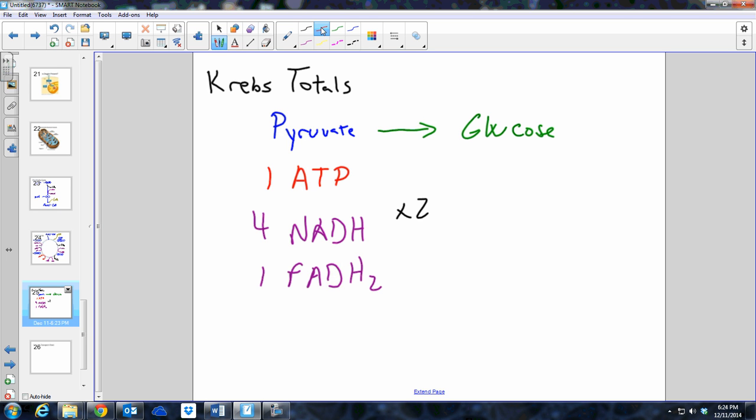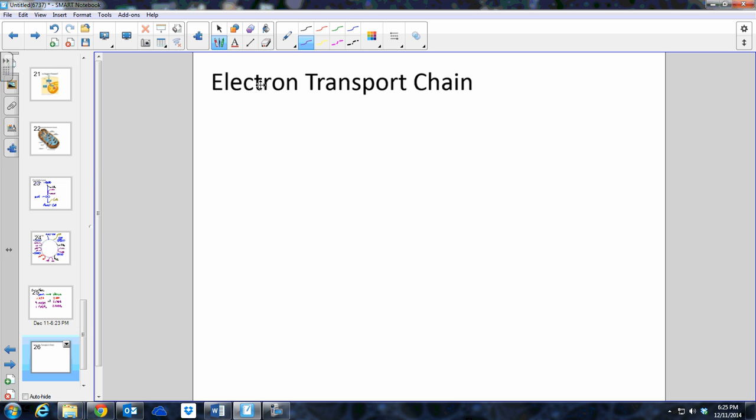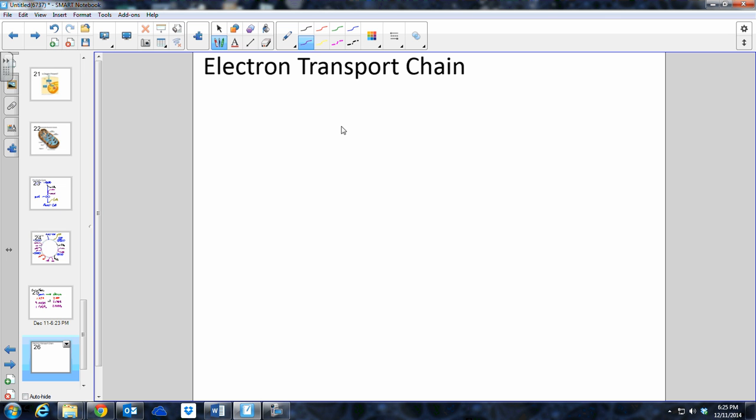So for every glucose, we have 2 ATP. We have 8 NADH, not NADP, and 2 FADH2. And all of these molecules are headed to the electron transport chain, which I will begin drawing now.